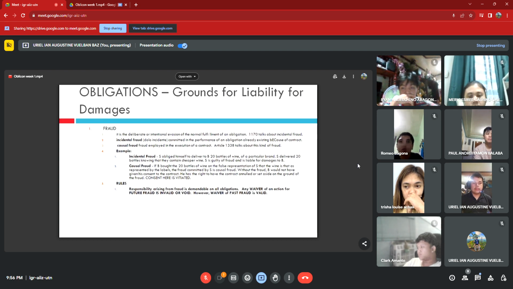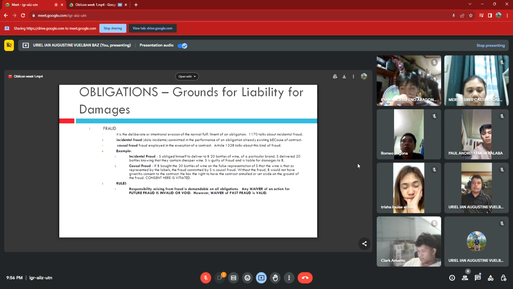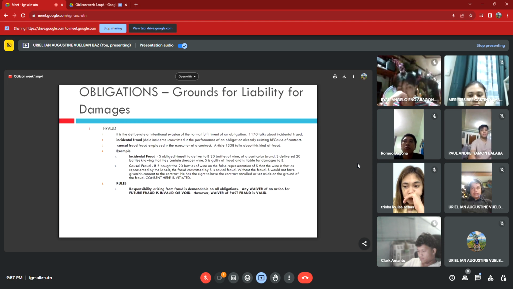So in the first example, S delivered. There was consent coming from the buyer that S will deliver a particular brand of wine, 20 bottles of wine. And S delivered the 20 bottles of wine, but the contents were switched to a cheaper kind of wine. That's fraudulent, and B there can file for damages against S.